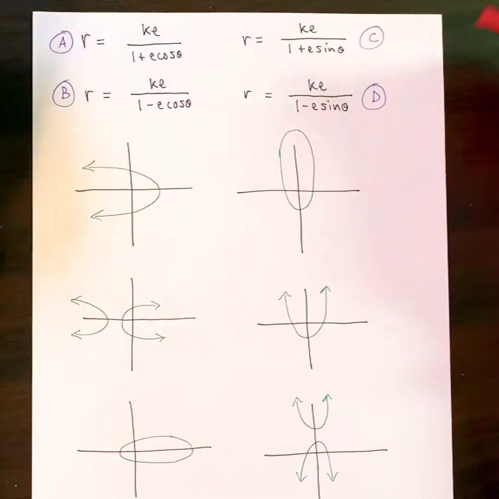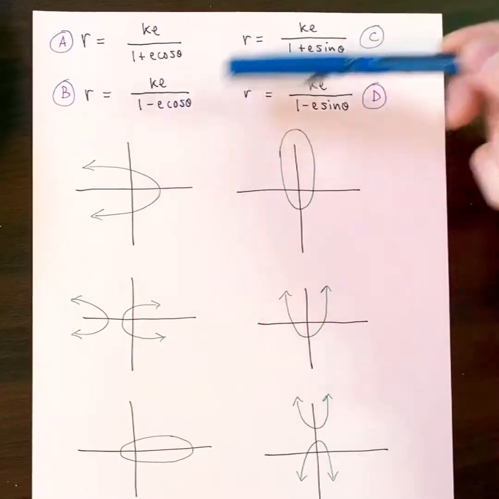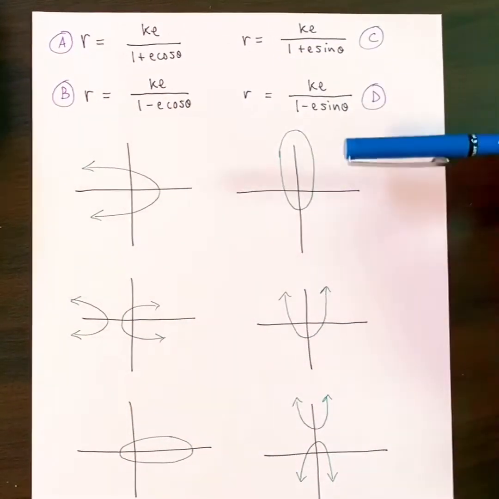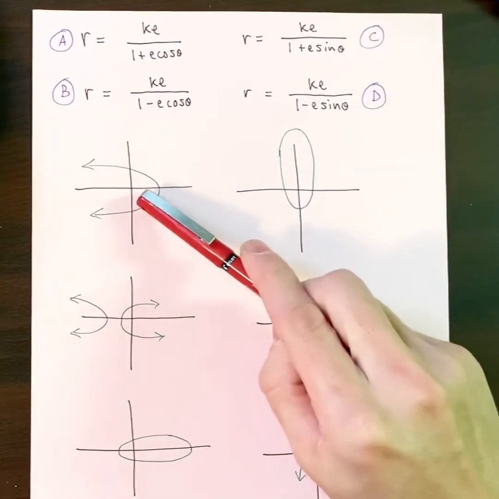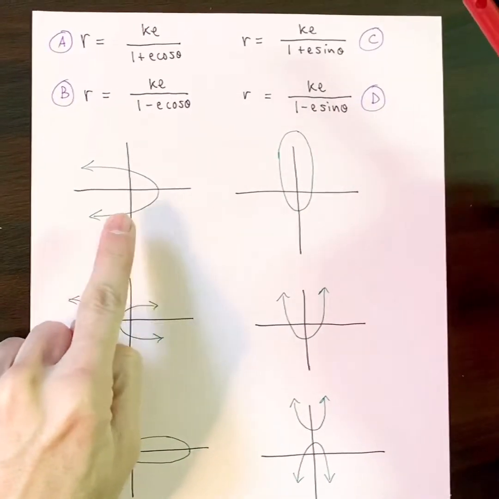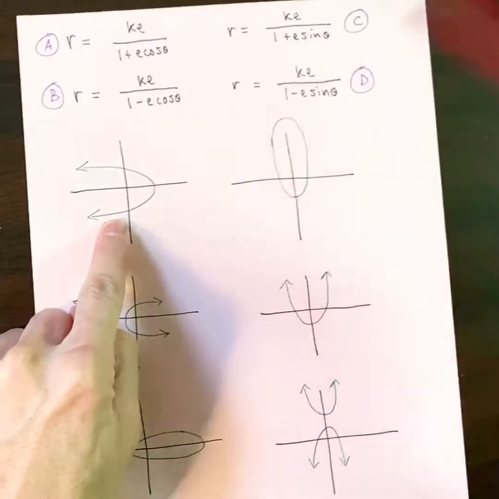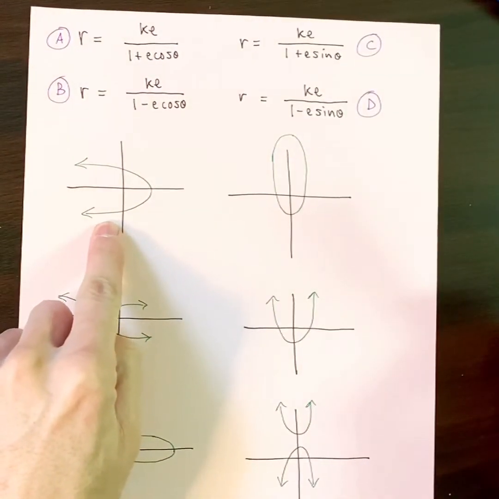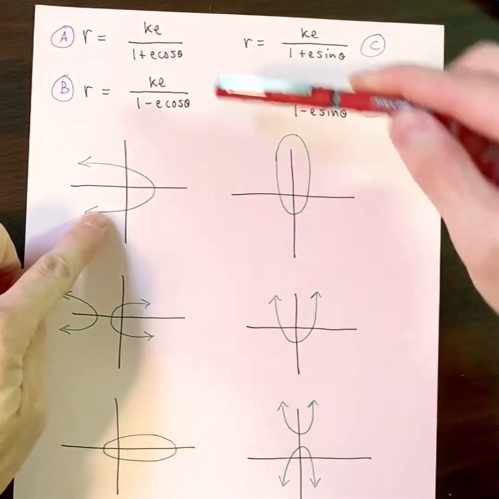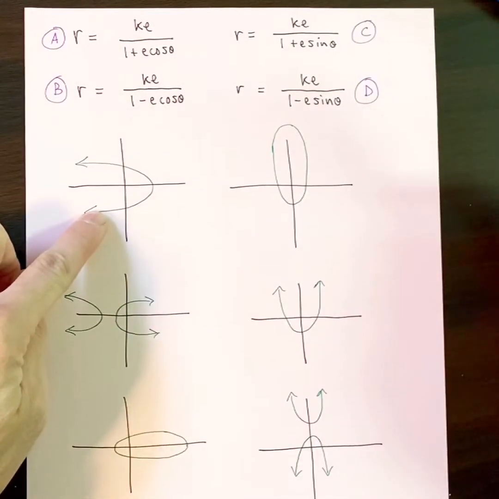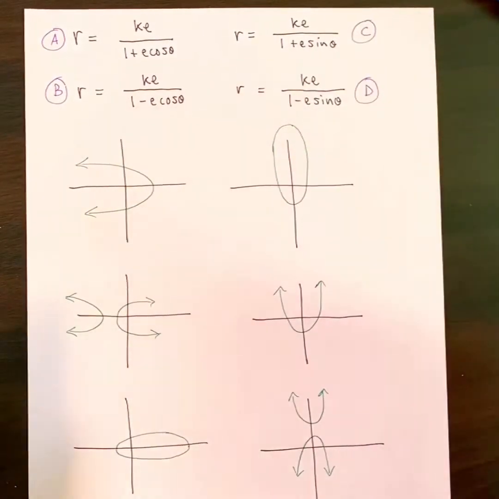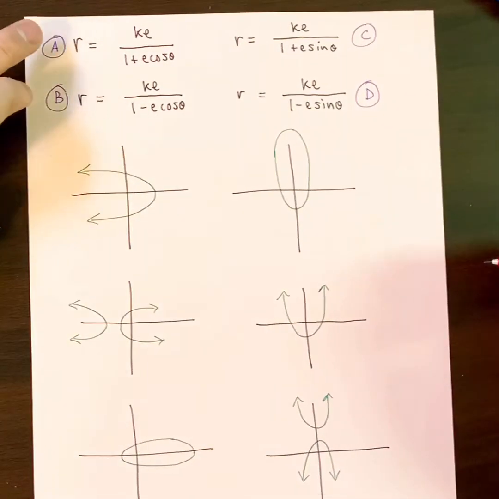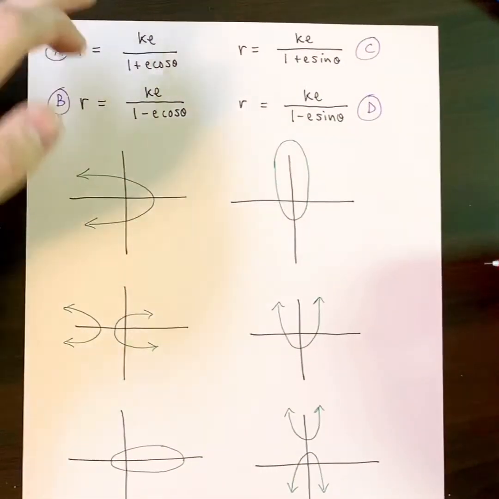So I wanted to focus on being able to choose the correct formula if you're given a picture. So for this one here, if I have to write the equation of this conic, which one do I pick? Well, I do know that it opens side to side. So anything that opens side to side is going to be cosine. Anything that opens up or down, sine. So I know for sure that it's going to be either equation A or equation B. But how do I choose between the two?